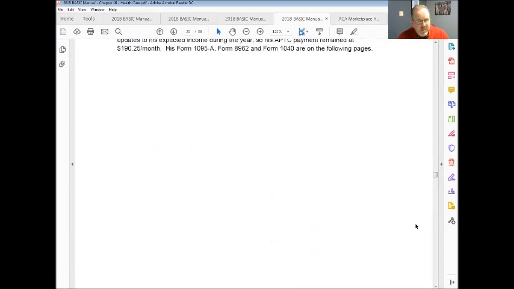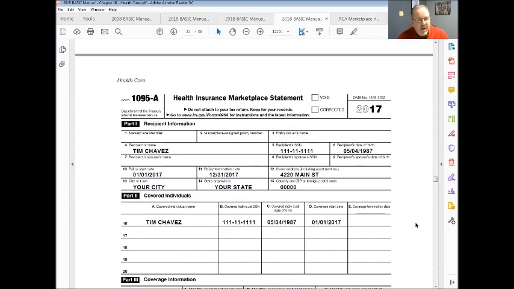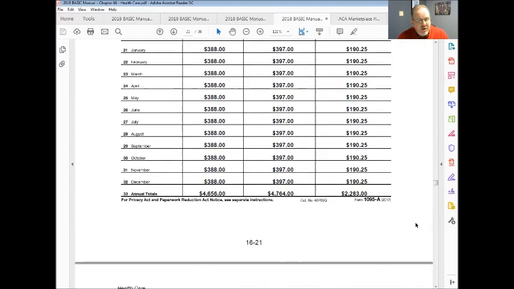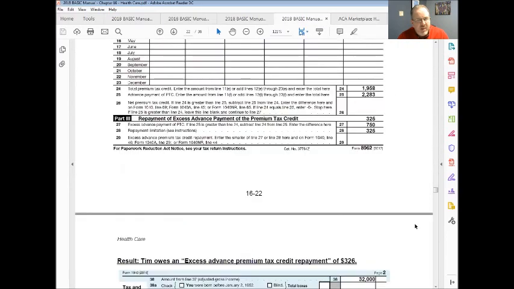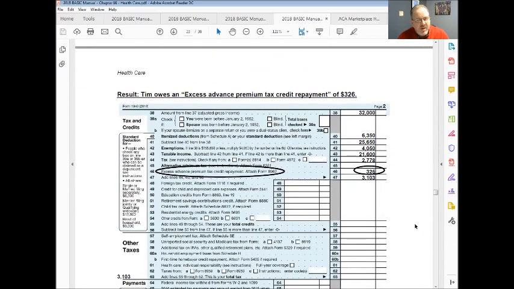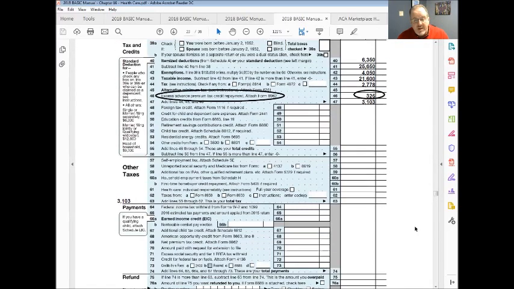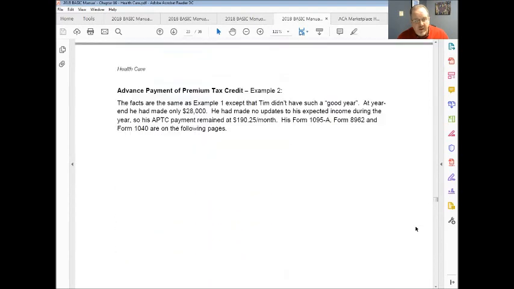We talked about the advanced premium tax credit. Again, you're going to have a little 1095A that you get to fill out, and an 8962 there, and that example, and they see if they paid too much or paid too little. If you didn't get enough of a credit, don't fret. You didn't leave money on the table. You're going to get it as part of your refund on the federal.